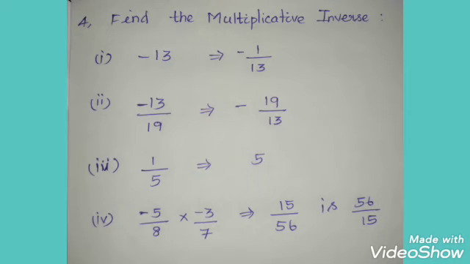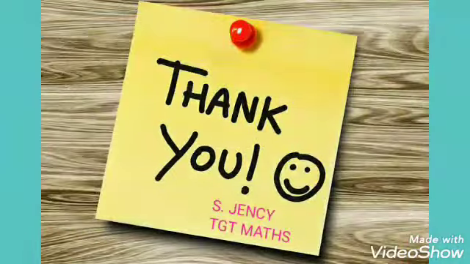Next here minus 5 by 8 into minus 3 by 7. First multiply these two things. Minus 5 into minus 3 will give you 15. Minus into minus is plus. 8 into 7 will give you 56. So the reciprocal of 15 by 56 is 56 by 15.